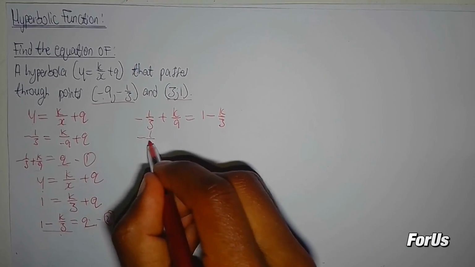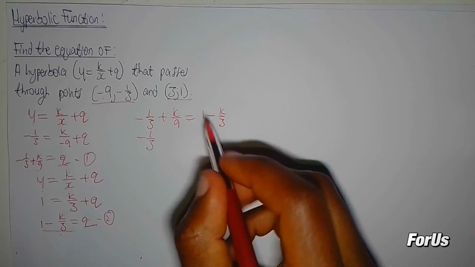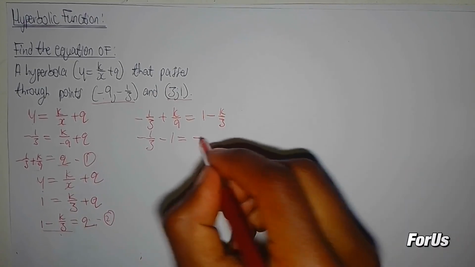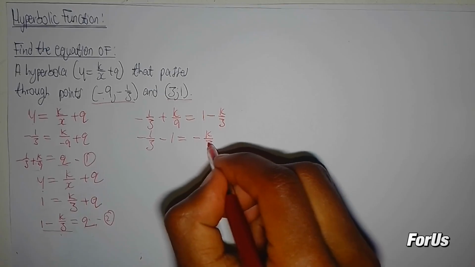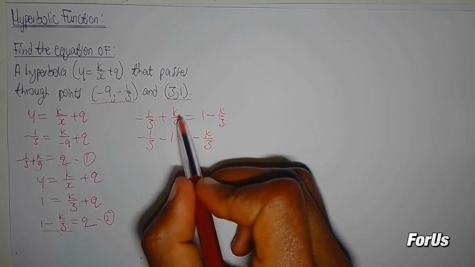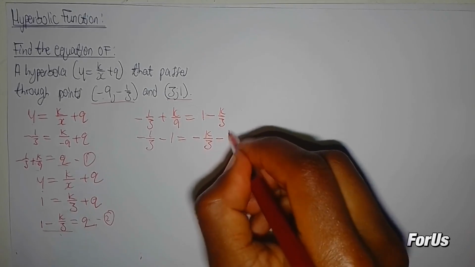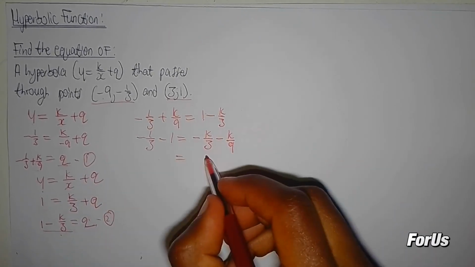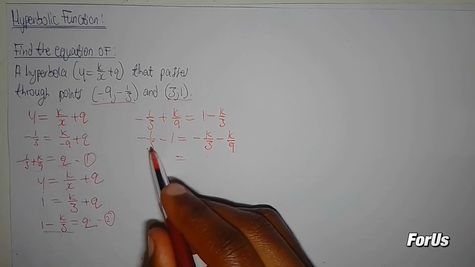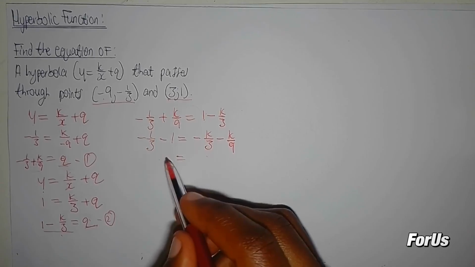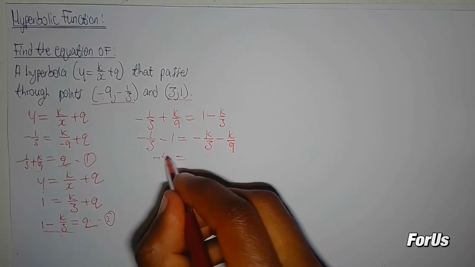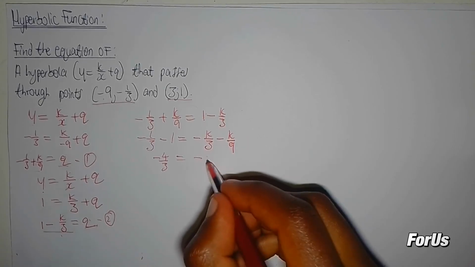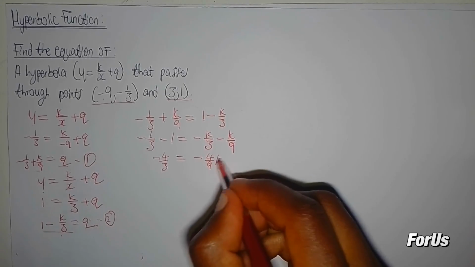You're going to say 1 divided by 3 is negative. You're going to take this 1 to this side, it's going to be -1, equal to negative k divided by 3. Next, we're going to take this k divided by 9 to this side, going to be negative k divided by 9. Next, you're going to find the value for here and here. Now, -1 divided by 3 minus 1, the answer is -4 divided by 3. Next, this side is going to be -4 divided by 9 k.